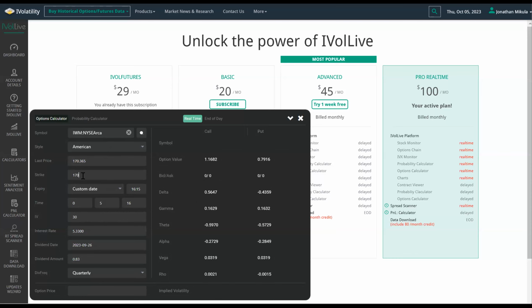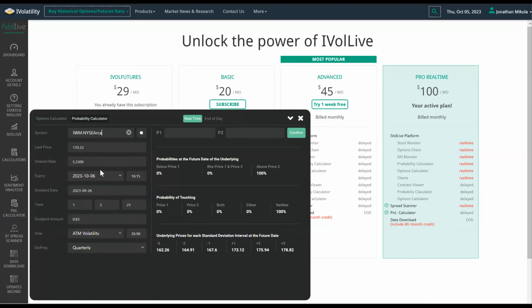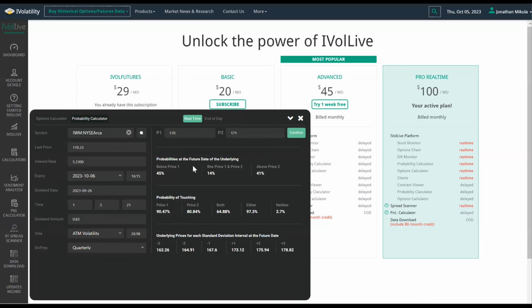And then probability calculator is useful if you want to weigh the probabilities of certain price points being hit. So in our webinar today, we said, well, what's the chance that IWM will drop to 170? What's the chance it will go up to 171? This expiration is tomorrow, right? So the odds probably won't be fantastic, because we only have 1 day for this to all play out. But we did use at the money type levels, 170 and 171.